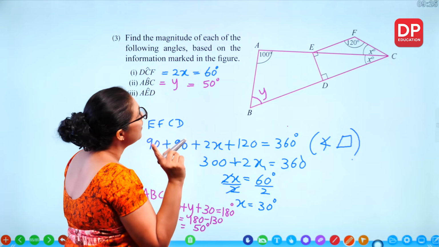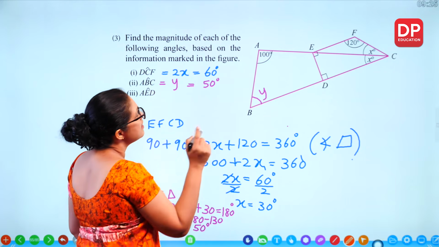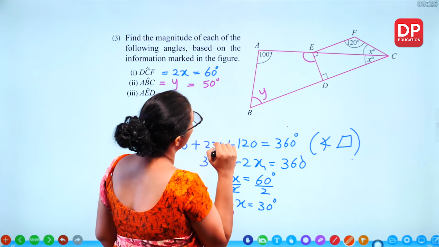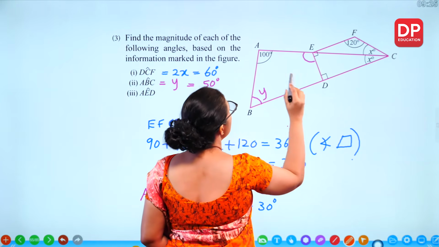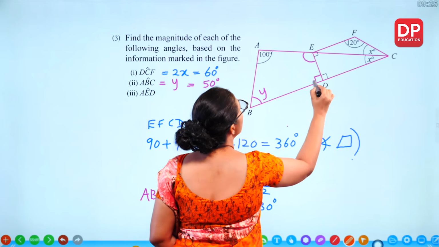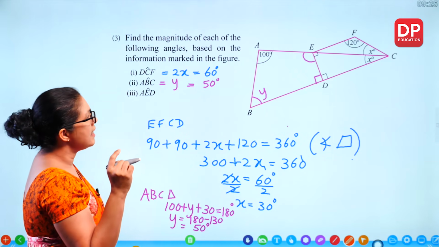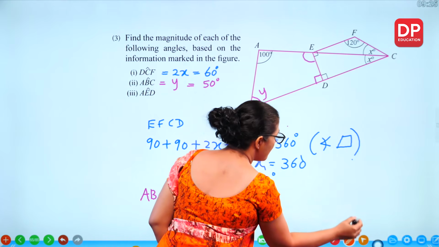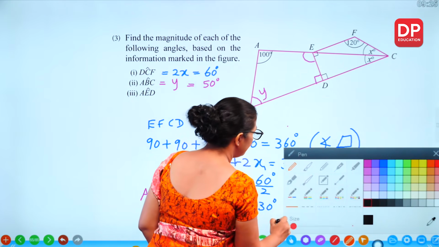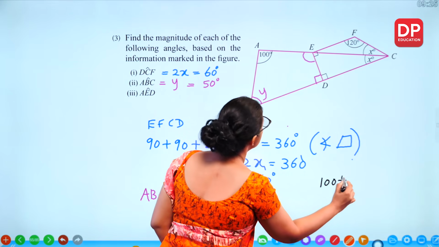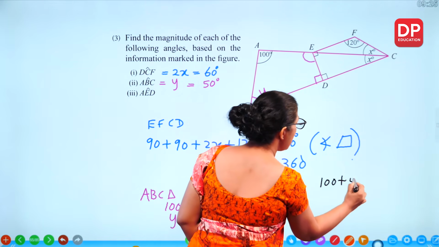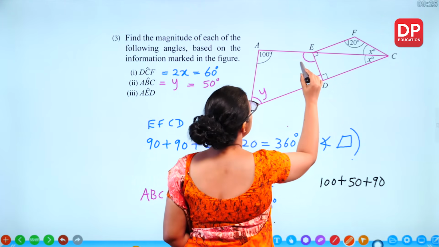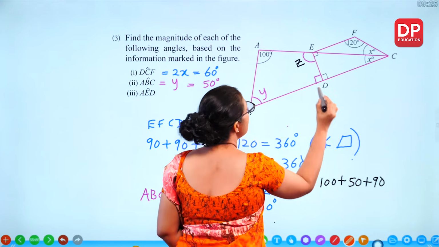AED angle now. AED angle. This angle. How can we find out that angle? Here we can take AEDB quadrilateral and find out AED angle. So we'll take the quadrilateral 100, 100 plus y value. Y is 50, plus 90 and the angle required. So we'll put Z letter.